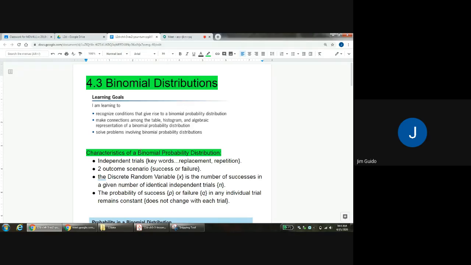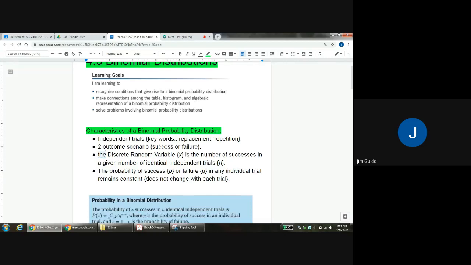Okay, so first off, what are characteristics that allow you to determine that you are considering an event that involves a binomial probability distribution? First of all, there are independent trials. Key words that you'll hear are words like replacement and repetition in the event. It involves a two outcome scenario where there is success or failure that is being counted.